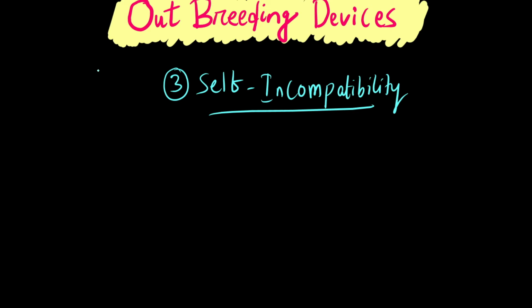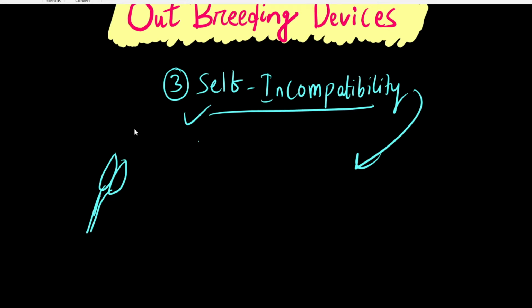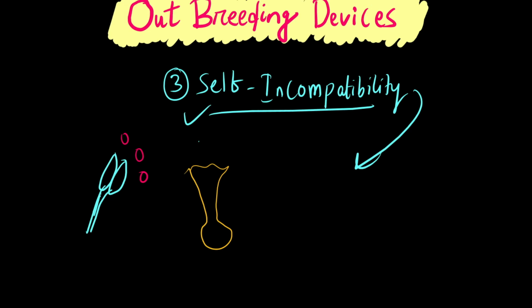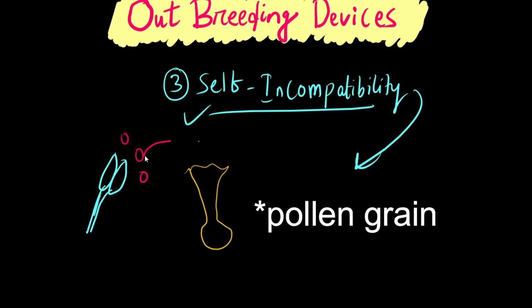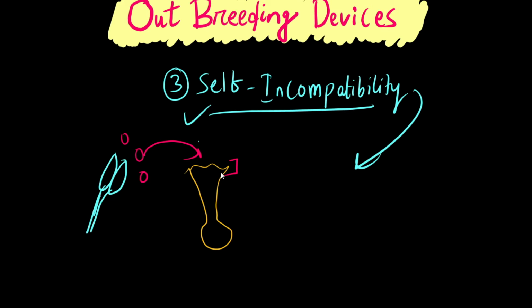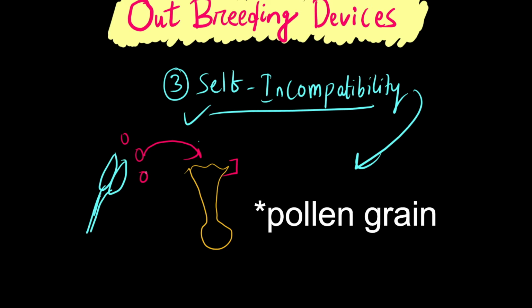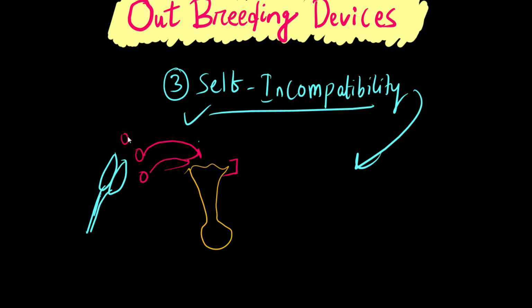Let's move on to the next type of device. The third device is self-incompatibility. So what is self-incompatibility? This is an anther. Let me just draw. This is an anther. The anther produces the pollen grains, right? And this is the stigma. Let me draw the stigma. On dehiscence, what happens? The anther moves to the region of the stigma in the course of pollination.